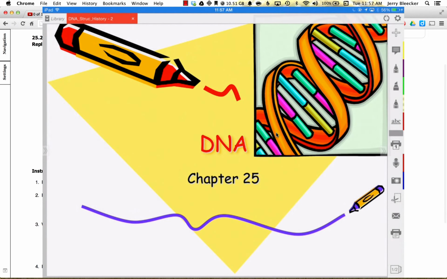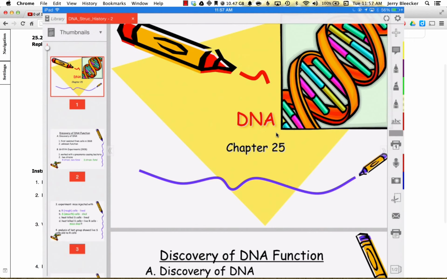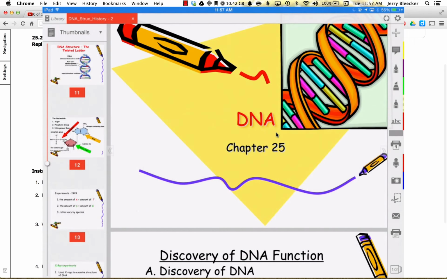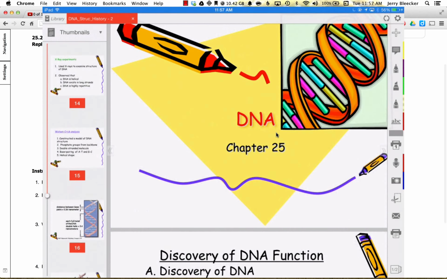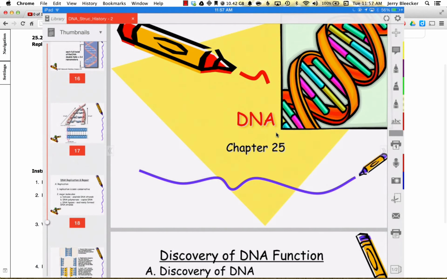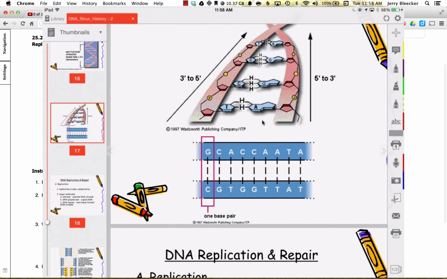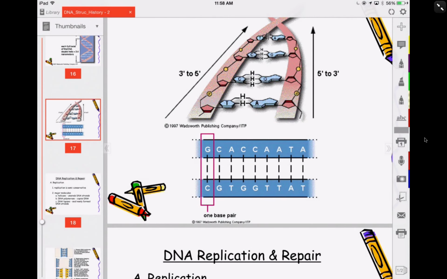So when last we met and we were going over DNA, we talked about its discovery, and we'd gotten to about this point. Let's get our friend here, full screen. You notice that the molecule itself is a twisted ladder. We call that a double helix. But in order to get at it, to read it, and even to replicate it, it has to be unwound.